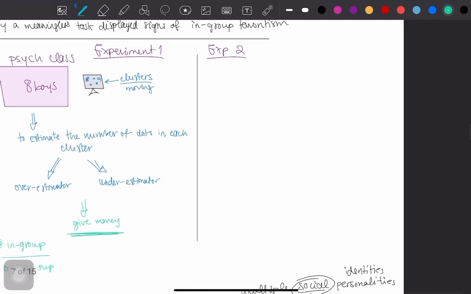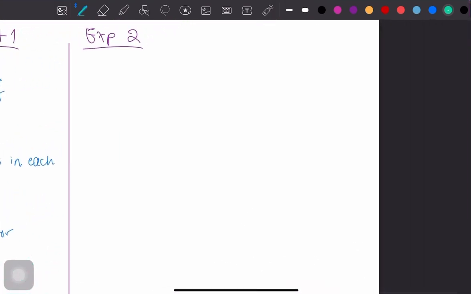Moving into experiment number 2, we have groups of boys as well that come into this room, and they're asked to choose between 2 artists. So they choose between artist 1 and artist 2. Artist 1 and artist 2 made more sense to differentiate them. They have no idea what the difference is between these artists. They're just asked to choose one.